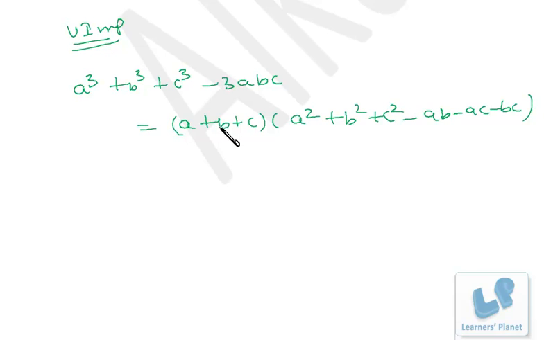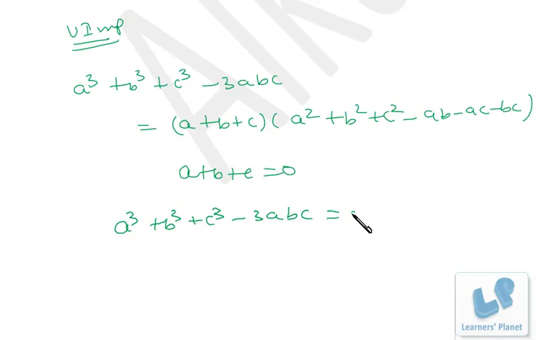Now what is the speciality in this identity? If you see this a plus b plus c, if a plus b plus c is 0, then what would happen? This entire expression will be 0. That means the right hand side portion will be 0. That means a cube plus b cube plus c cube minus 3abc will be 0, because the entire right hand side will be 0. That means a cube plus b cube plus c cube will be 3abc.